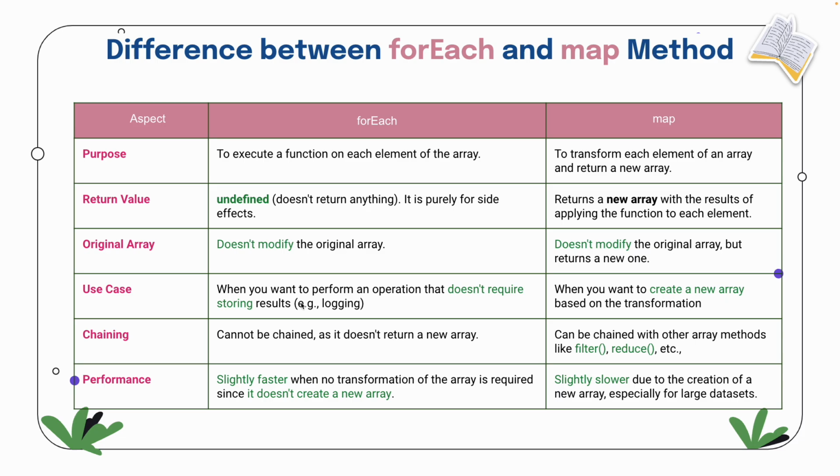Use case: for each can perform things like some operations, some iterations, or logging, anything of that kind. But map will just transform the data. Okay. Here, chaining cannot be done with for each as it does not return a new array, because for each will not return. What is chaining? First you have to understand.